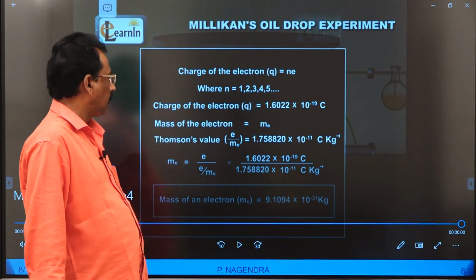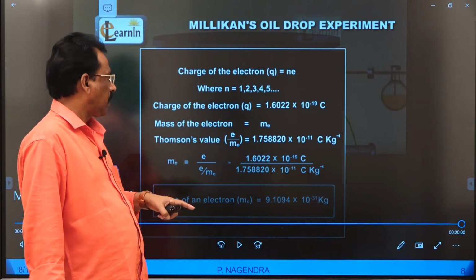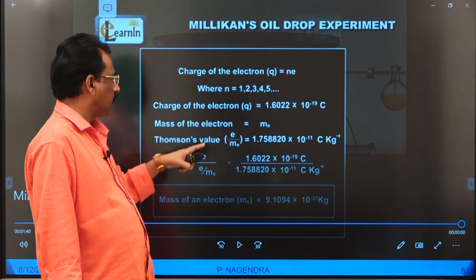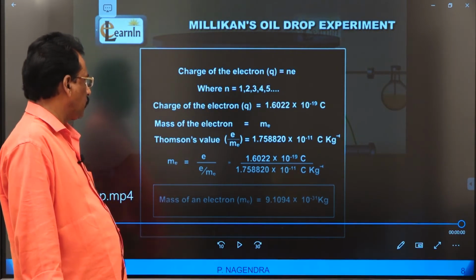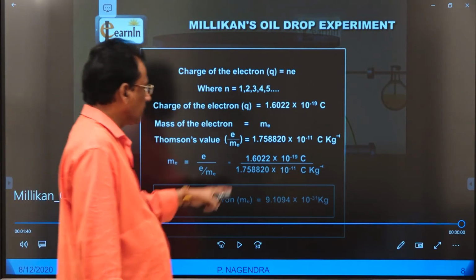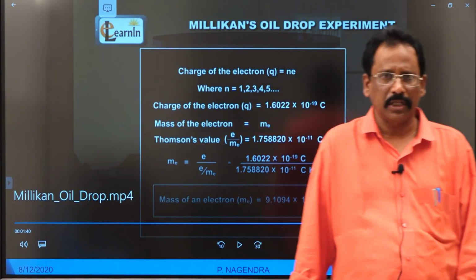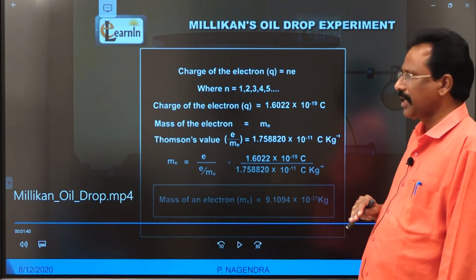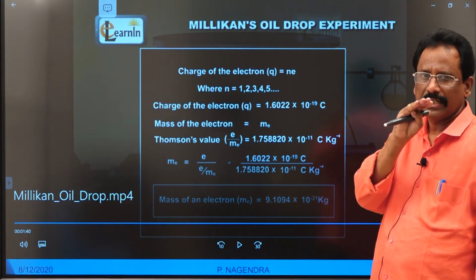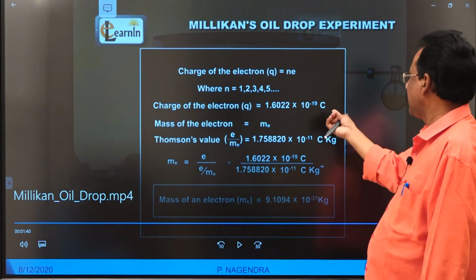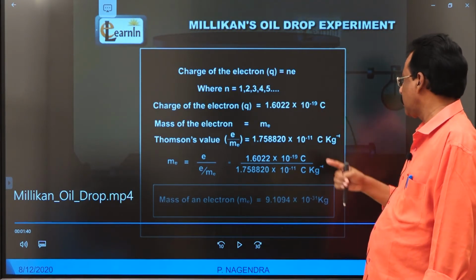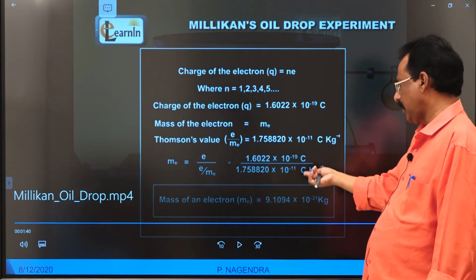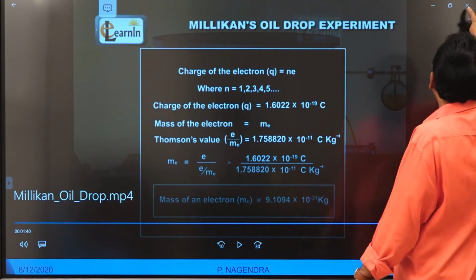According to Millikan's oil drop method experiment, the charge of the electron in SI system, or MKS system, is equal to minus 1.602 into 10 power minus 19 coulombs. According to Millikan, the charge of the electron in CGS system is 4.8 into 10 power minus 10 ESU. So, here the charge of the electron is expressed in MKS system, that means SI unit. Now, from e by m ratio and e, it is possible to calculate the mass.